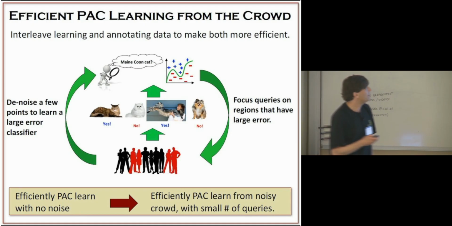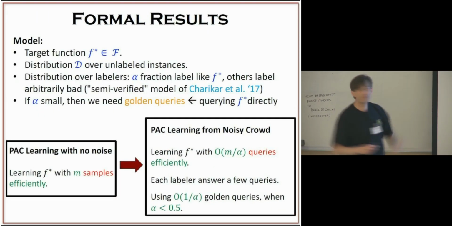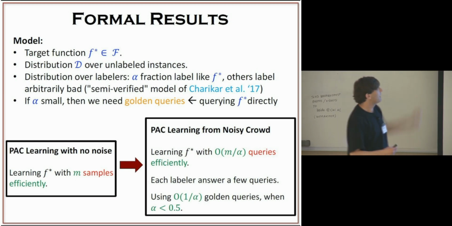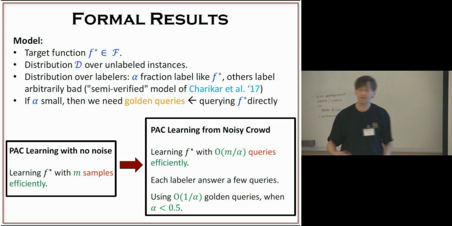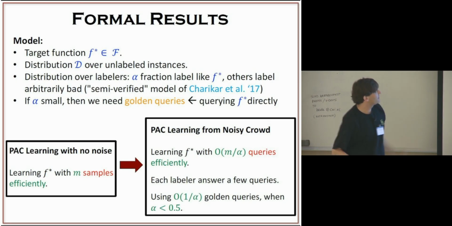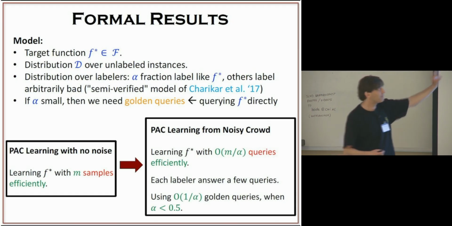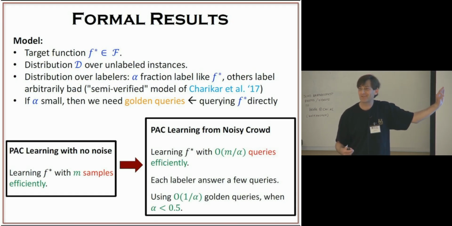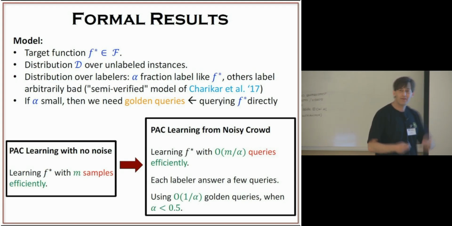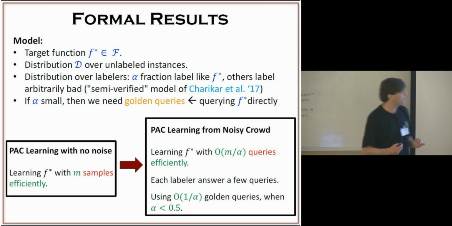Okay, so here's the formal model and results. The model is there's some target function out there. Is this thing a Maine Coon cat? There's a distribution over unlabeled instances, typical cute furry animals on the web. There's a distribution over labelers, and here's the assumption: some fraction of them actually know what the target function is. There's some alpha fraction that actually know what a Maine Coon cat is, and the other 1 minus alpha don't. They have some arbitrary thing in their head.